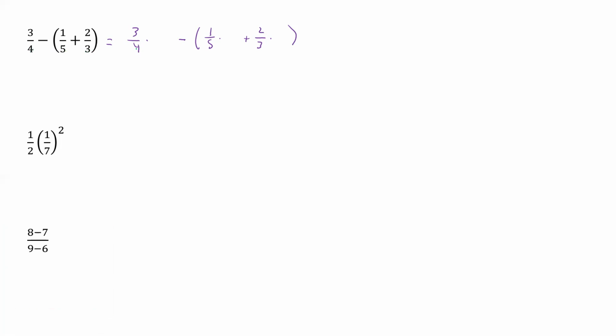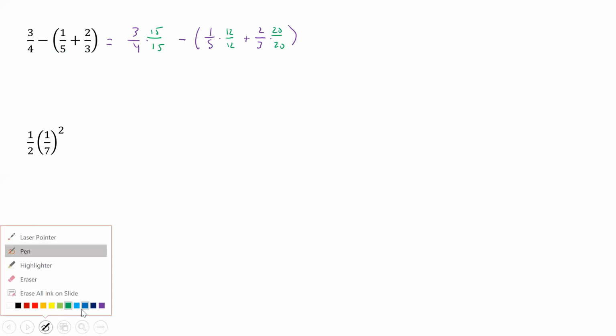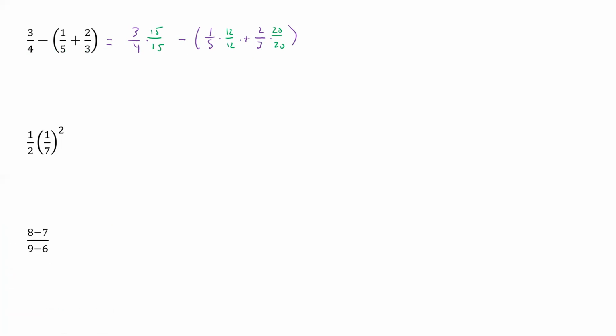So if we have a 4 here, that means we have to take 5 times 3, which is 15. So we have to take it times 15 over 15. Now with the 5, we have to take 4 times 3, which is 12. So that's going to be 12 over 12. And with the 3, that's going to be 4 times 5, which is going to be 20 over 20. Okay, so now we've kind of got it simplified enough to a point where we'll have a common denominator. And so 3 times 15 is going to give us 45 over.